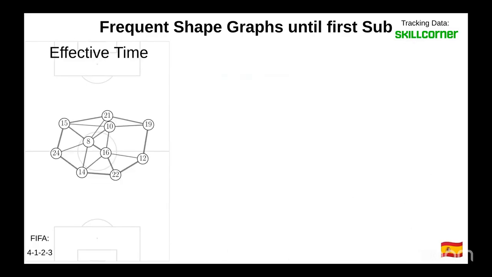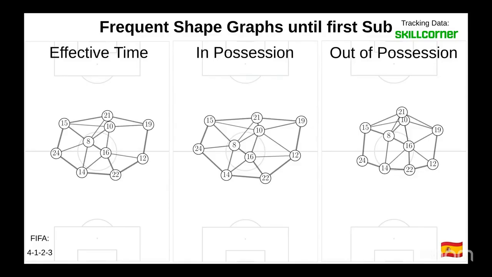And here you can see the arrangement when the ball was in play. When we use phases of play, the picture we have for the effective time is very similar to the picture we have for in position. The reason is that the majority of the time Spain had the ball, so that's why these two visualizations look similar. What is interesting here is that wide aspect that you see for Spain when they are in possession of the ball.